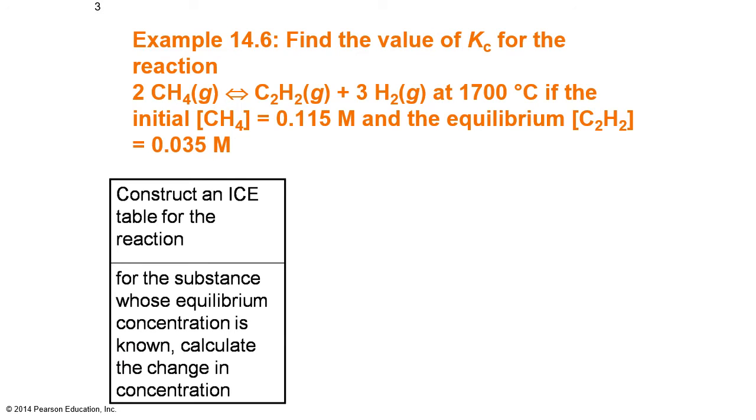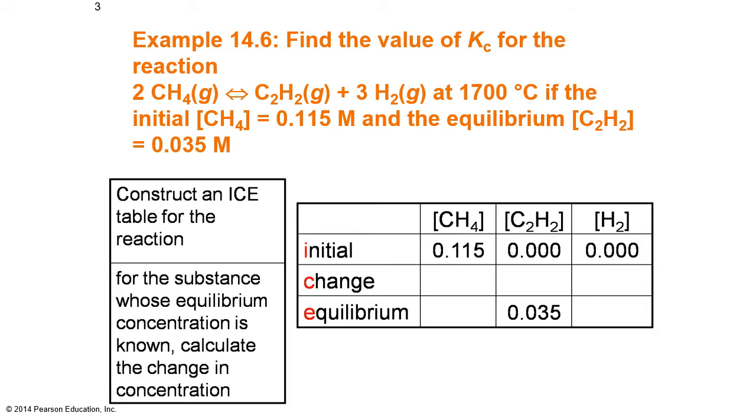Let's look at an example where we're taking methane and producing ethine and hydrogen. We're given the initial and equilibrium concentrations. Let's construct an ICE table for the reaction. We're going to input our initial concentration of methane and the equilibrium concentration of the ethine. We can determine the change in concentration for the ethine. Because it's a product, it's going to be positive. We started at 0, and so it changed in concentration by 0.035 molar.